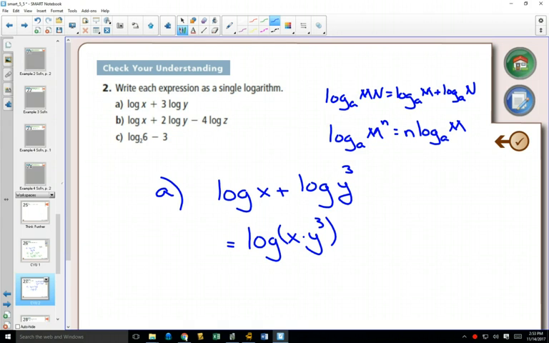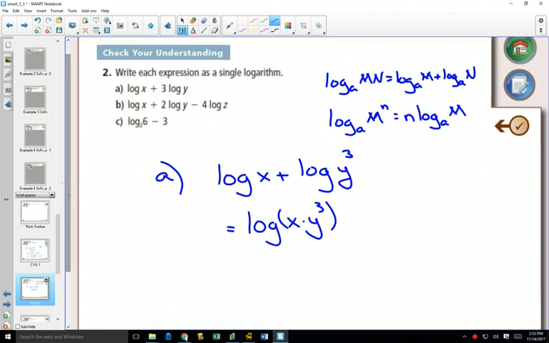Whew. Second one, we have 3 of them. Okay? We have a log plus a 2 log minus a 4 log. So I'm going to write also our other log law up here that says if you're subtracting 2 logs, then you can divide.